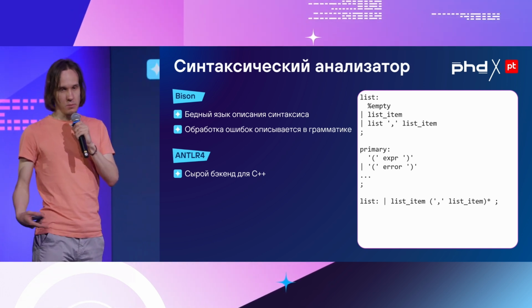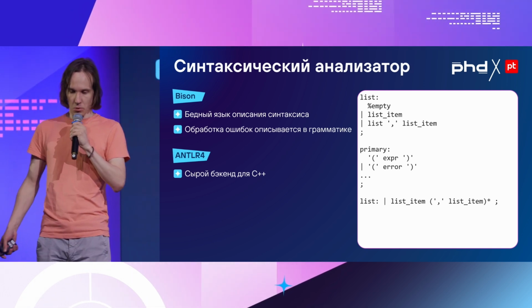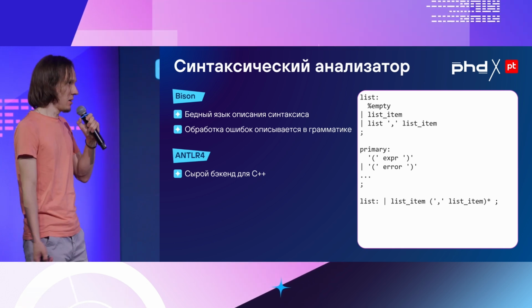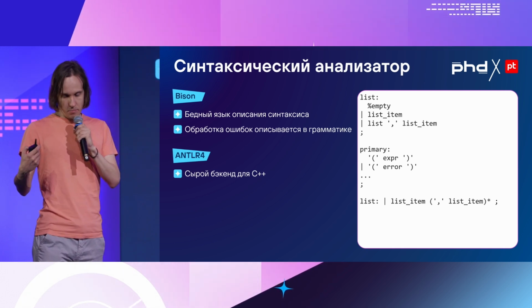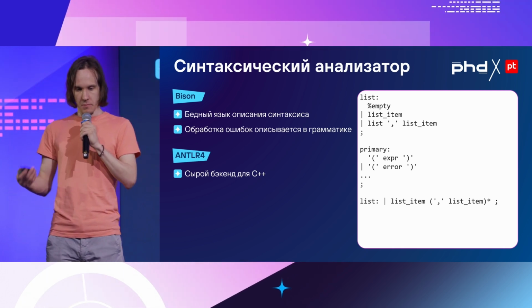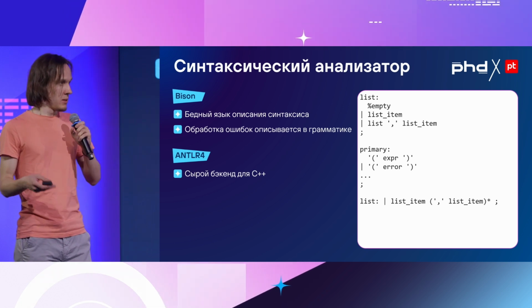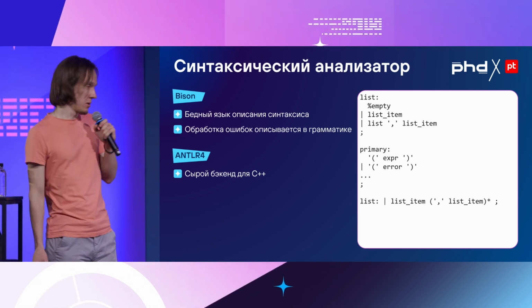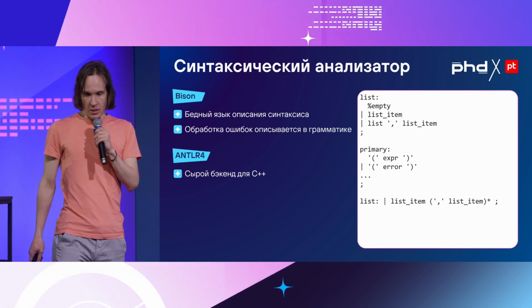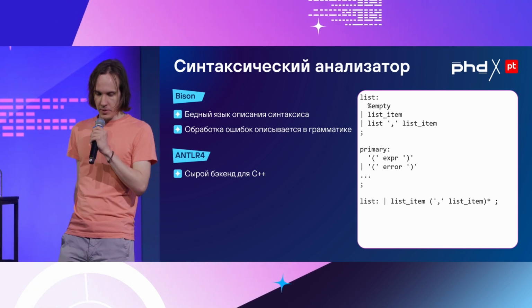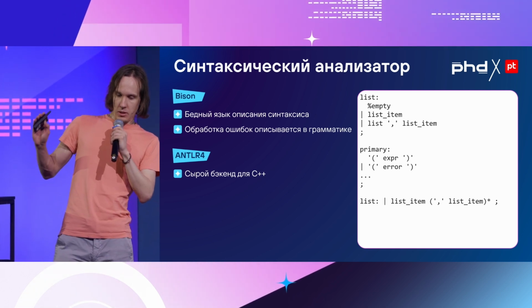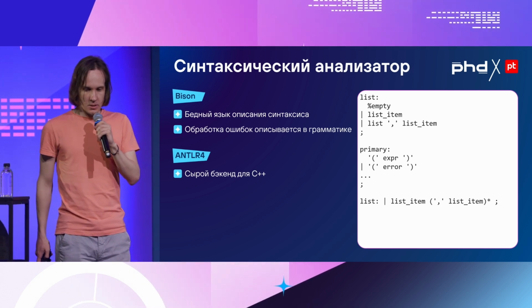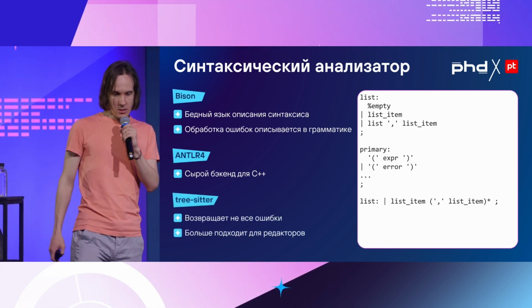It has error handling working much better out of the box and doesn't require any changes to the grammar. But when the compiler was being rewritten, it had quite an immature backend for C++. So Bison was chosen instead.